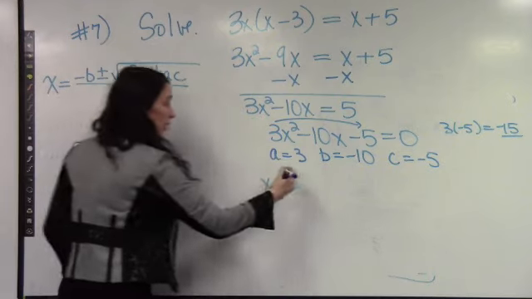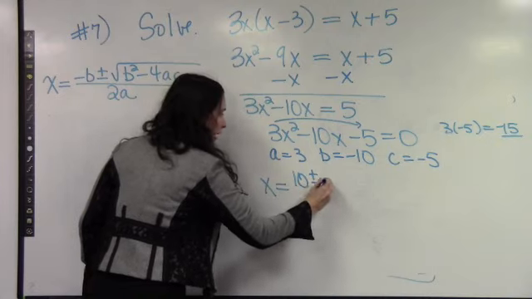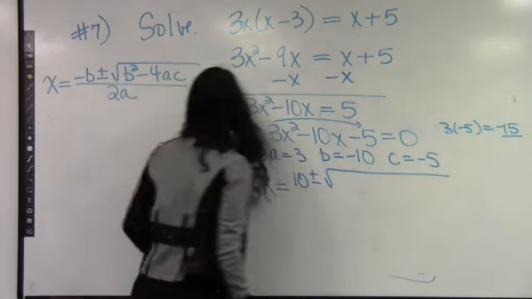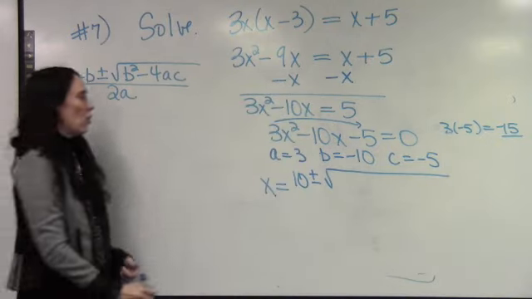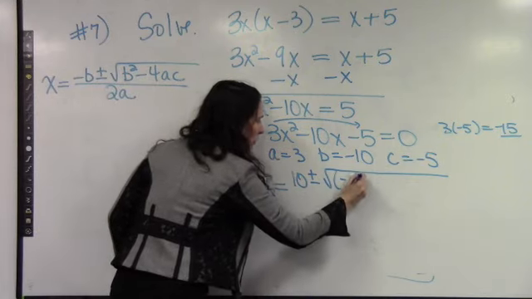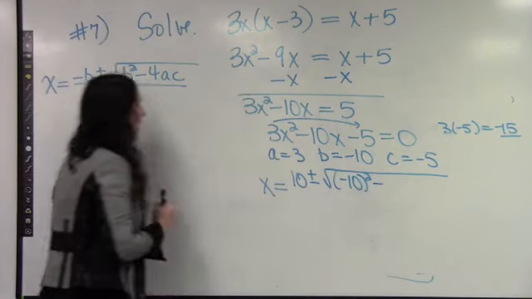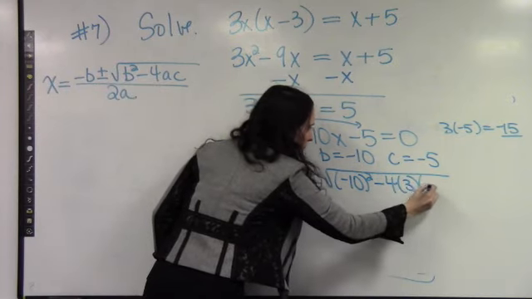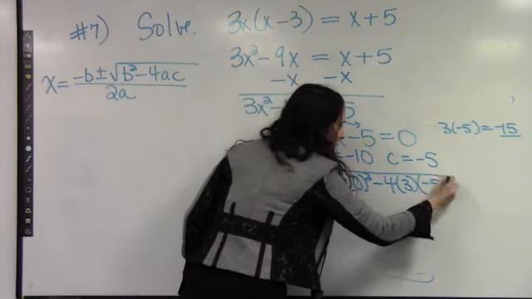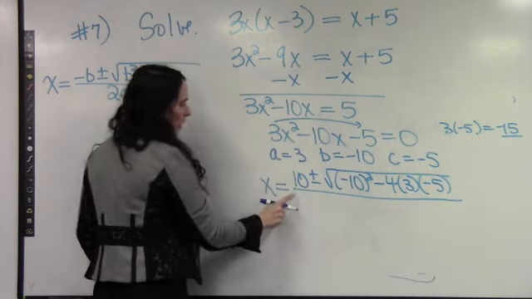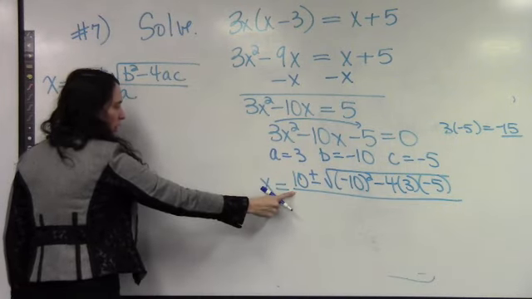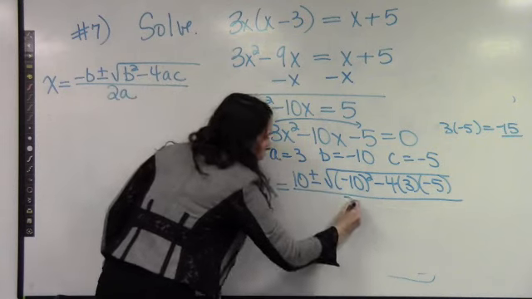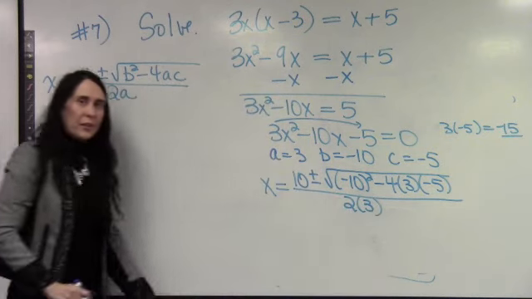So it's going to be a positive 10 plus or minus the square root of, well, it tells me to take the B and square it. So a negative 10 squared is 100, minus 4 times A, which is 3, times C, which is a negative 5, all divided by, once again, notice my division line going all the way across, 2 times 3.